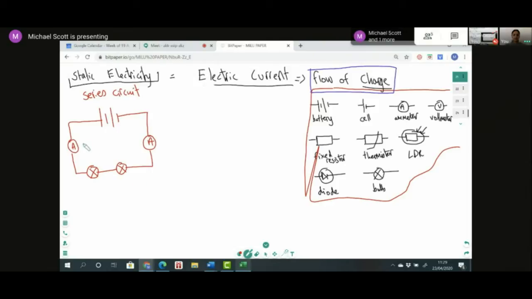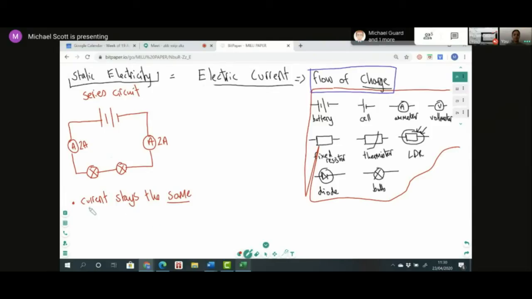Now, ammeters are used to measure current. Next to each ammeter, I'm going to put a reading. So I'm going to put 2 amps here and 2 amps here. What this tells us is that in a series circuit, current stays the same.